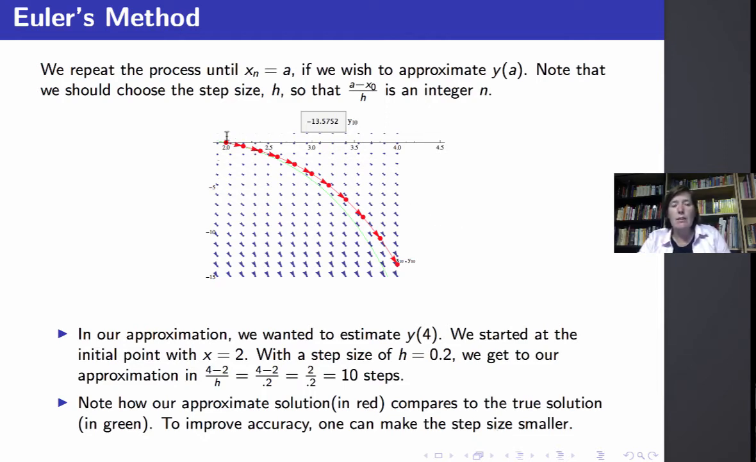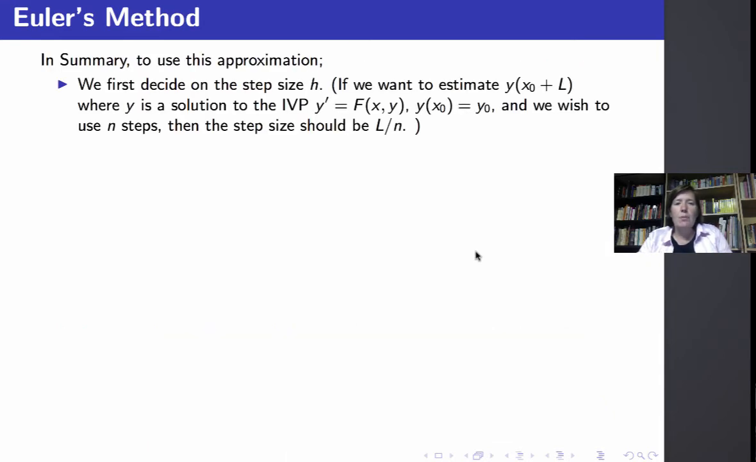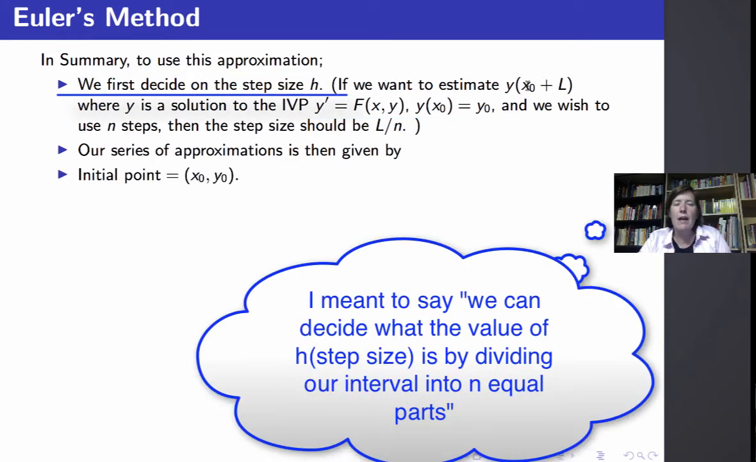Note, as we did in the Mathematica demonstration, how this red approximation to the curve deviates a little more from the actual solution as we move away from the initial point, and if we chose a smaller value of h, it would stay a little closer. So to get our approximation to the solution of y prime equals f of x, y with an initial condition y of x naught equals y naught, we're going to use n steps, and we can decide what that n is by dividing our interval into n equal parts.